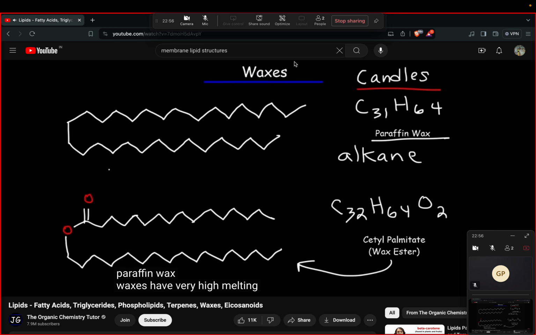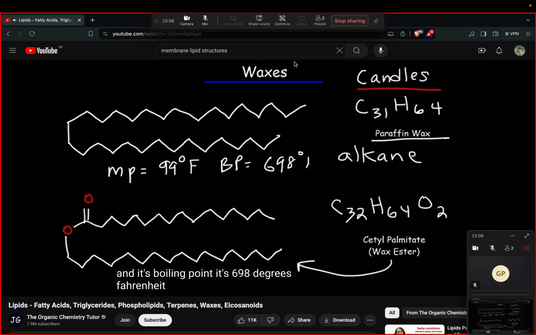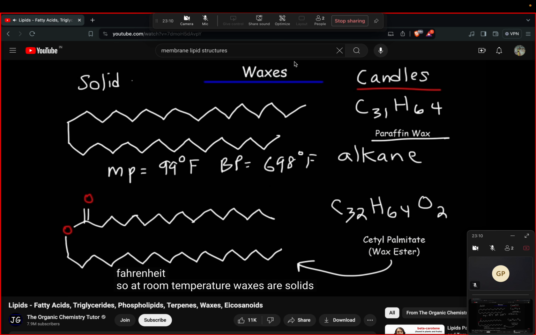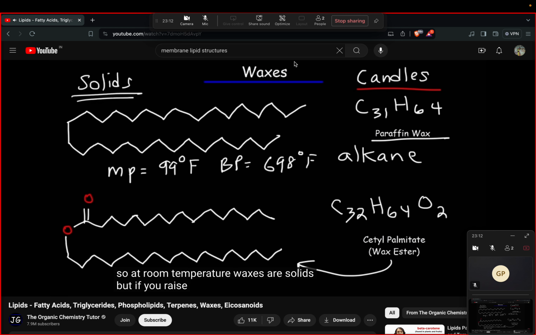Waxes have very high melting points. This particular paraffin wax has a melting point of 99 degrees Fahrenheit, and its boiling point is 698 degrees Fahrenheit. So at room temperature, waxes are solids. But if you raise the temperature, you can melt them into a liquid.